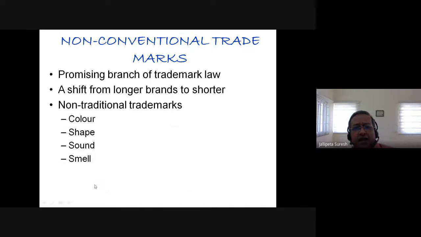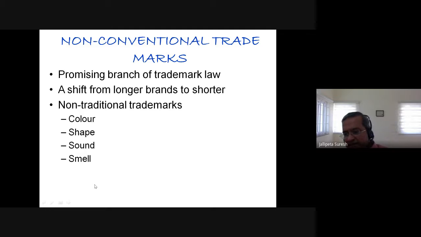Right. Now, whether this particular capable of being represented graphically can be applied to non-traditional marks such as color, shape, sound, and smell. So for instance, smell, how are you going to represent graphically? Say for example, you want to protect benzene, that is, you want to say that C6H6 or a benzene ring. Or if you want to protect a sound, do you have to provide musical notations?